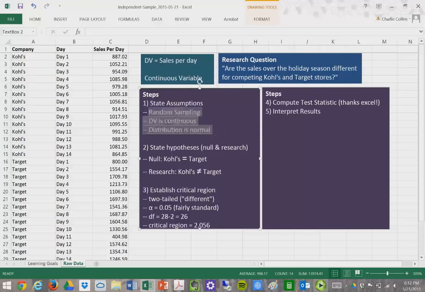So in our first step, we state our assumptions, and those are standard. And we need to state our null and research hypotheses. Our null hypothesis basically says Kohl's is equal to Target. They do not sell any differently. However, the research hypothesis is that Kohl's is not equal to Target. So Kohl's sales are not equal to Target sales. But again, we're not trying to say which direction.